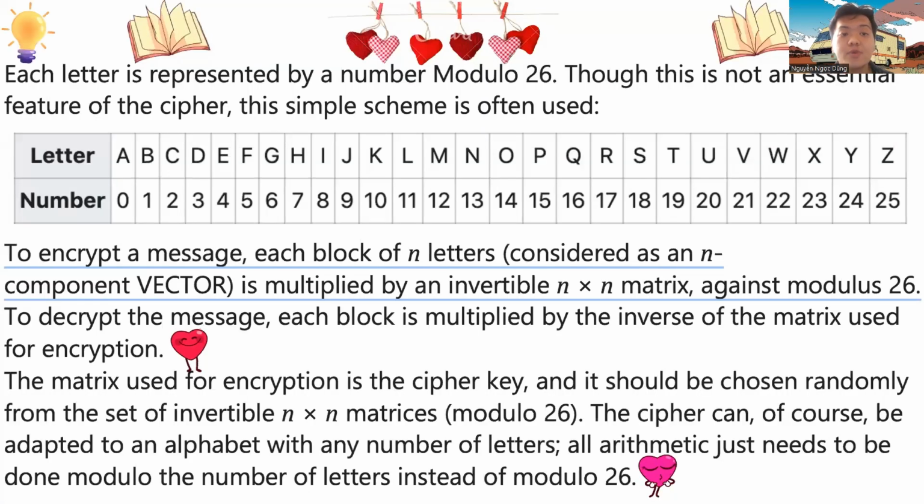Each letter is represented by a number modulo 26. This is not an essential feature of the cipher, but this symbol scheme is often used. Here is a table of encryption with the 26 letters of the alphabet and their assigned numbers.